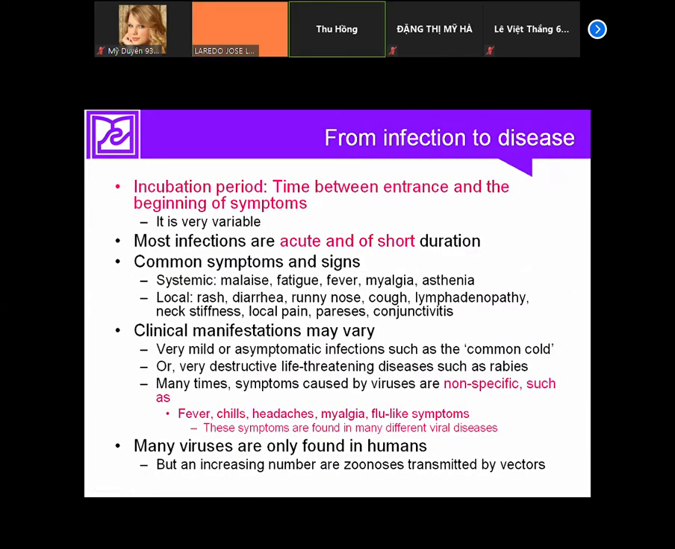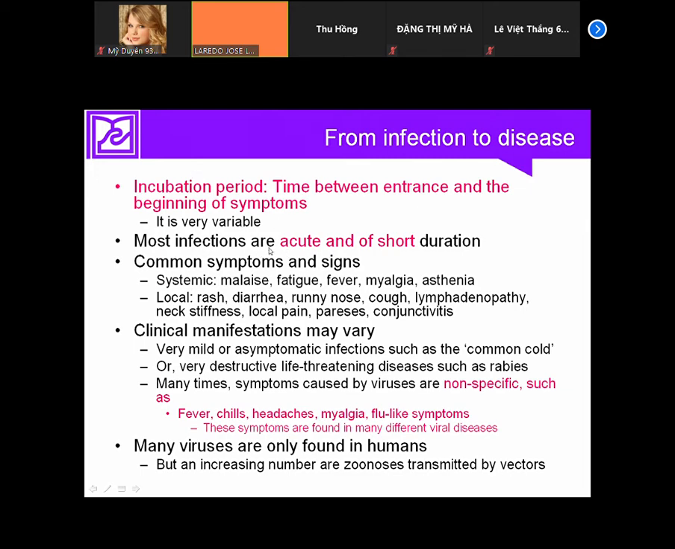Look, when the virus enters and starts replicating and producing new virions, you still don't suffer disease. You don't show any symptom. Symptoms may appear much later. So remember the concept of incubation period from the first class. What is the incubation period? The incubation period is the time between the entrance of the virus until symptoms start. So this is the same concept as for bacterial infections.